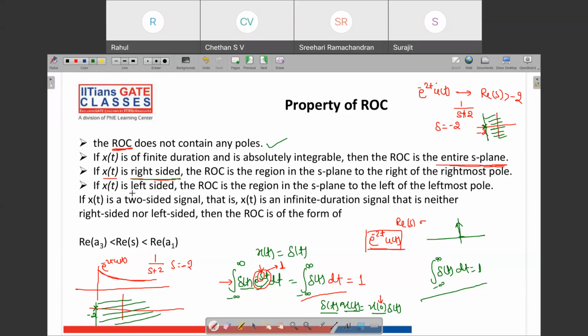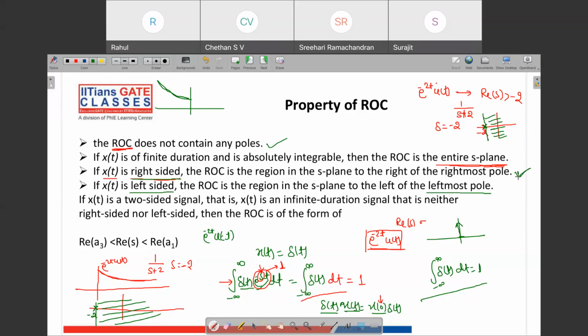If the signal is a left-sided signal, that means we have, let's say, a signal something like this, e to the power minus 2t u of minus t. In this case, when you plot this signal, this is how it is going to look. It will go like this on the left side. So if you calculate the Laplace transform, the ROC will be the left part of the leftmost pole, just opposite of this point.